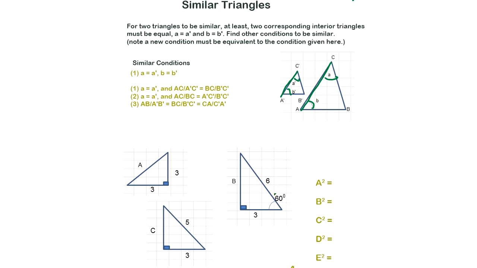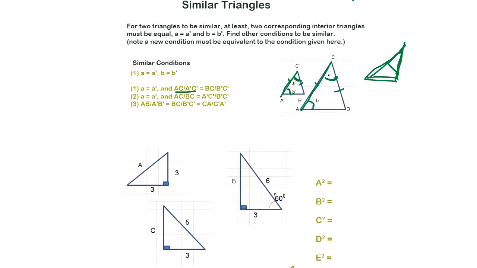Now again, it's similar even if you flip it. Okay, this triangle and this triangle can be similar. You flip it. And now, the similar condition: the ratio of AC to A prime C prime, this ratio, is the same as BC to B prime C prime. And one angle is the same, so that makes it similar too.